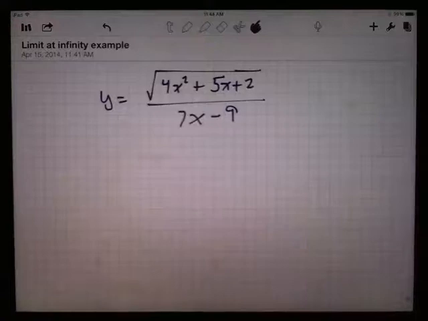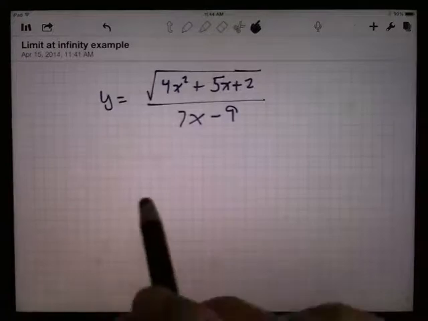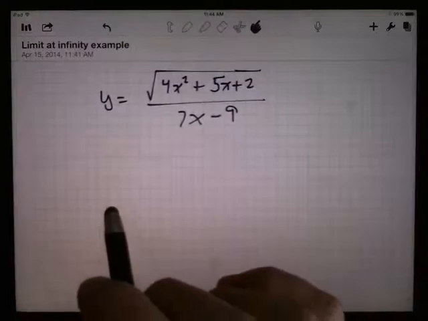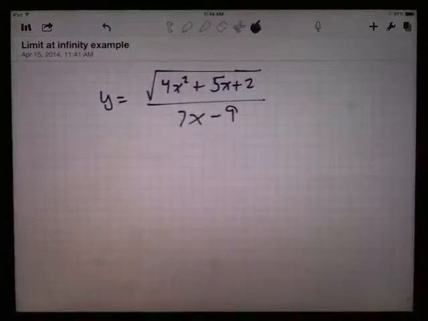I want to take a look at an example here where the limit as you go to infinity is actually different than the limit as you go to minus infinity. So this function will have two different horizontal asymptotes. Okay, so here we go. It involves this radical. I'm actually going to do this a couple different ways.